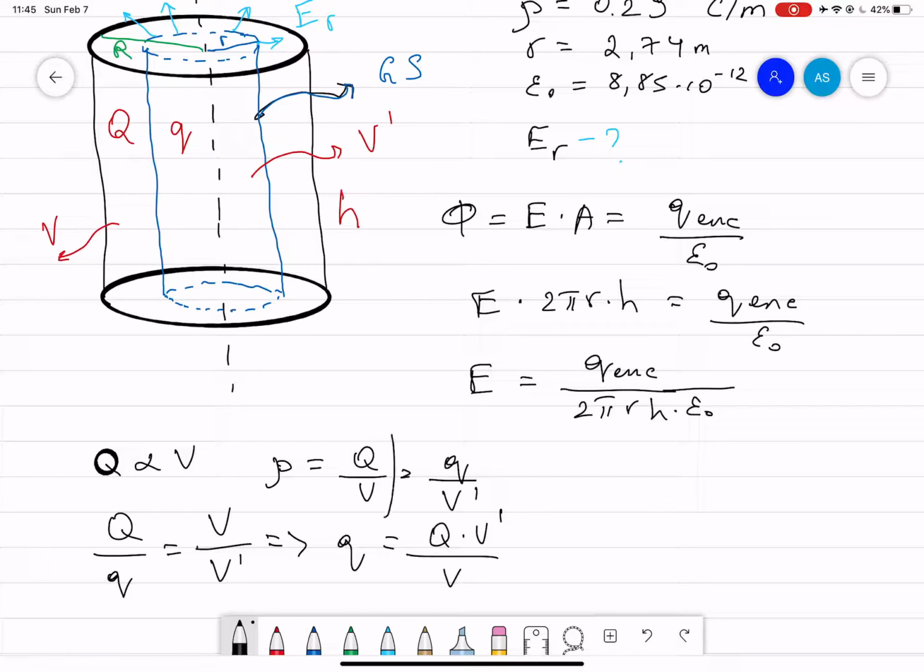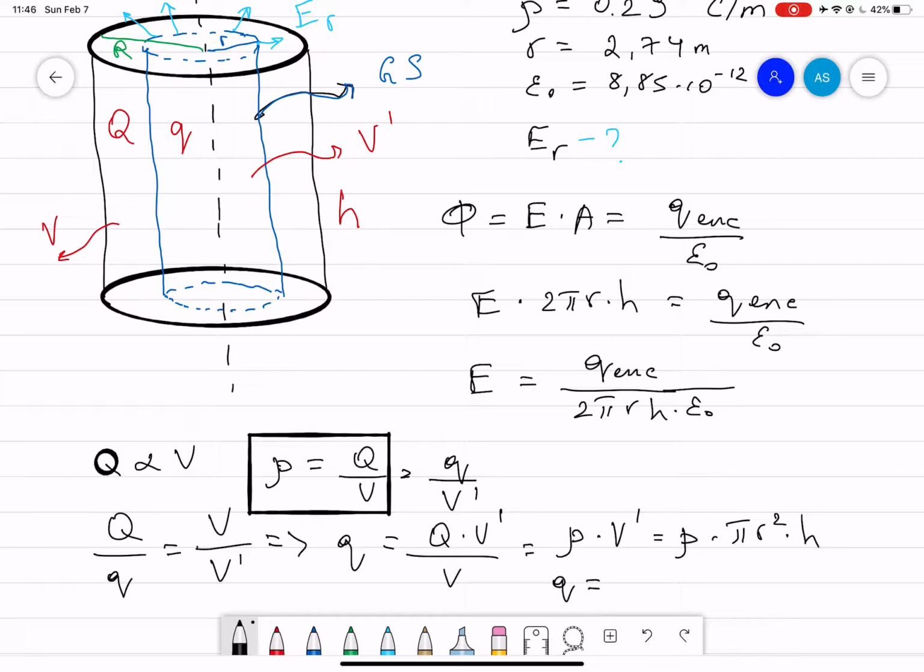We know that rho is equal to Q over V. So that means rho times volume dash. Now, what else do we have to find? What is the volume of the cylinder at the small distance, at the small r? That one will be rho times V. The volume of the cylinder will be pi r squared multiplied by the height, okay? So finally, we can say that Q is equal to rho pi small r squared times h.